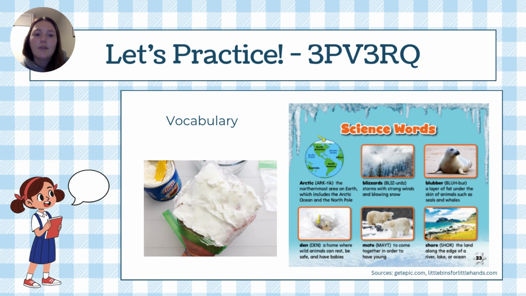And then kind of a way to integrate a real life experience would be to make this blubber glove. So you would use vegetable shortening on a Ziploc bag and then stick your hand in the bag into a bowl of ice water. And you would feel that the vegetable shortening is acting like blubber to protect your hand from the cold. So that's a great way to enhance understanding of that word in a real life scenario.